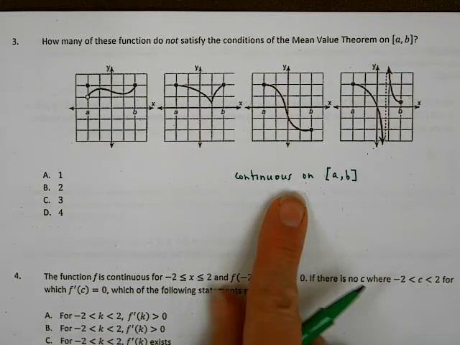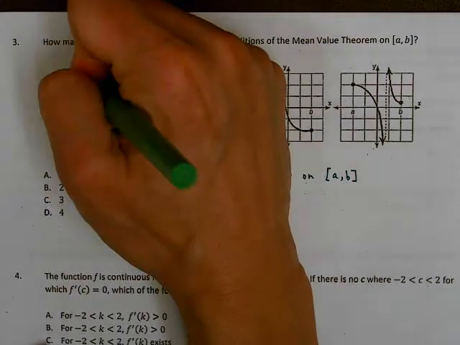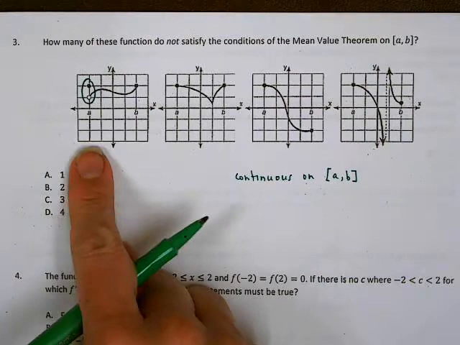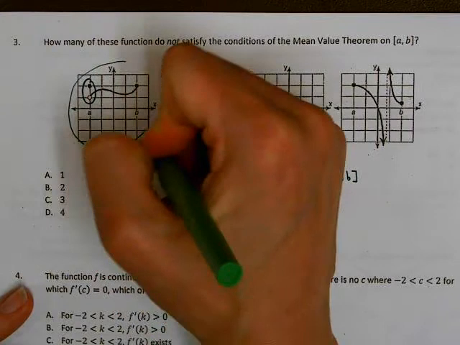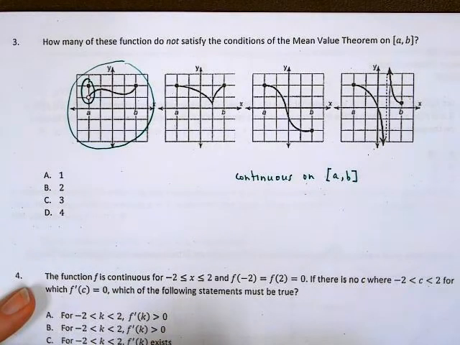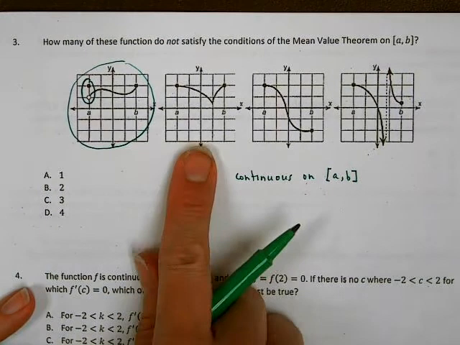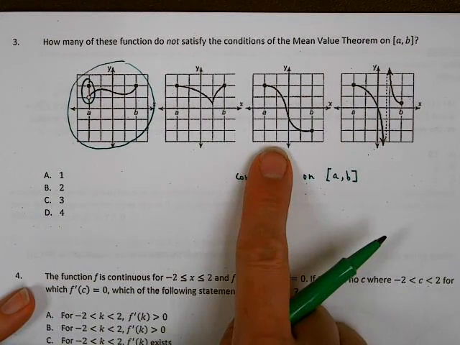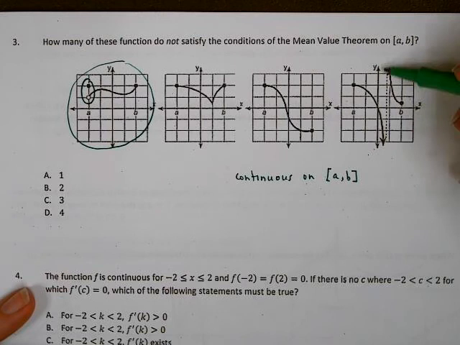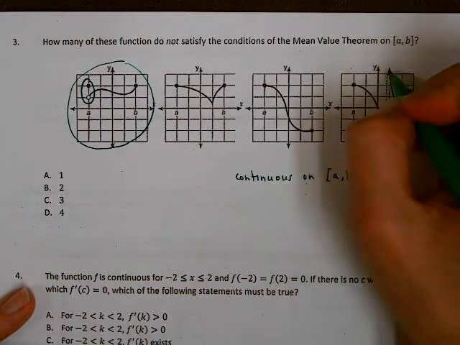Now, if I look at this one, because of this here, I am not continuous at that left endpoint. So I know this function is not going to satisfy the conditions. The second graph is continuous everywhere along that interval, as well as my third. Now here, because I have this vertical asymptote, I have an infinite discontinuity.